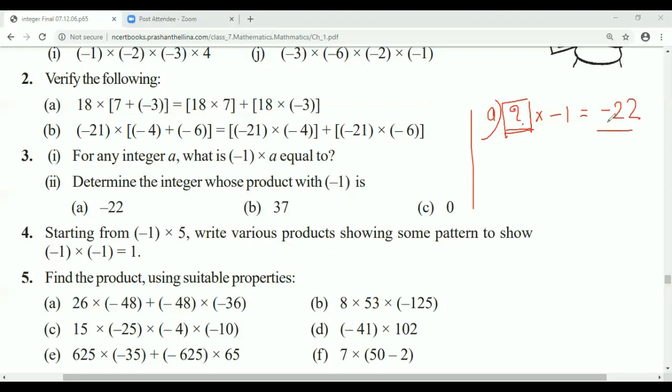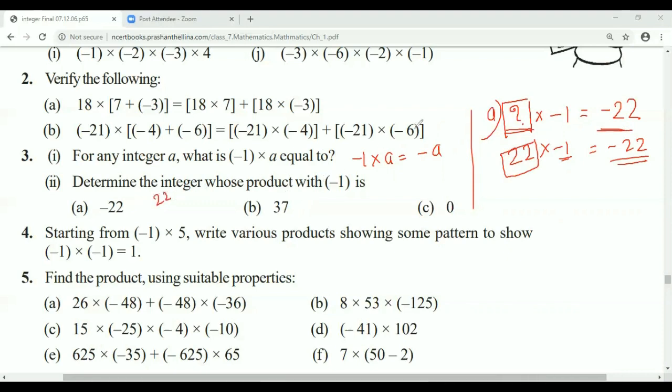Obviously, we have just seen the result in the previous question: negative 1 into a is negative a. So here the number to be multiplied is 22. 22 into negative 1, you get negative 22. So to get negative 22 as the product with negative 1, the number to be multiplied is positive 22. So in the first one, the answer is positive 22.